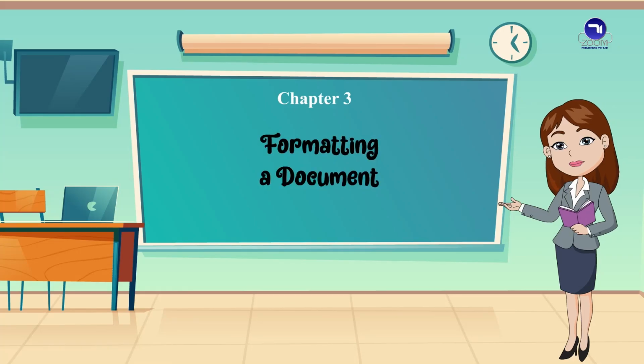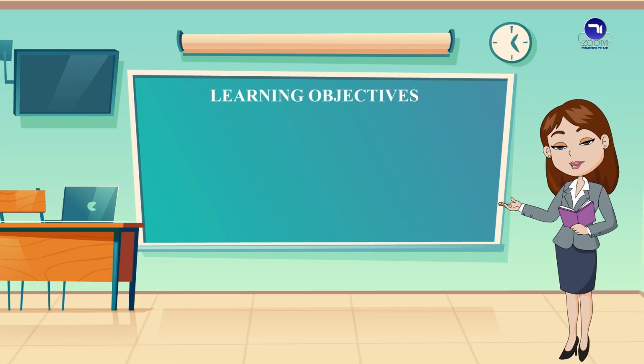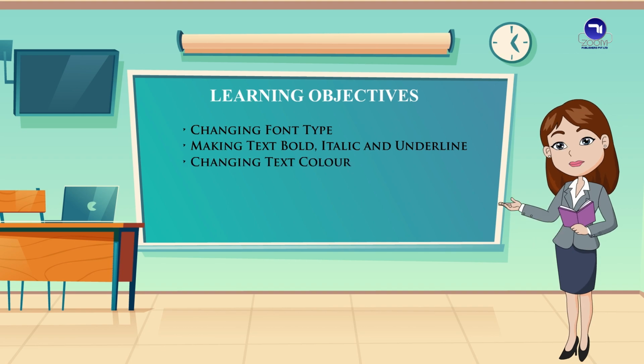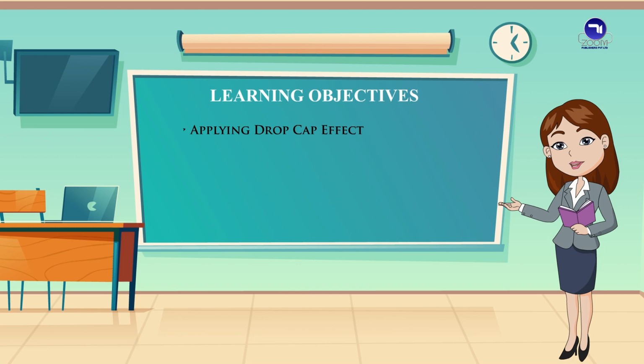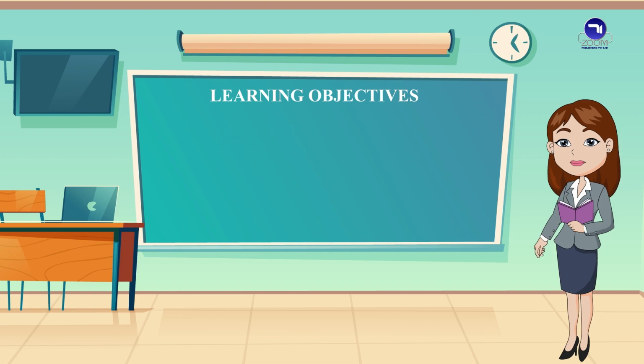Chapter 3: Formatting a Document. Learning Objectives. Changing font type, making text bold, italic, and underline. Changing text color, changing text case, superscript and subscript effects, creating bulleted or numbered list, applying border and shading, applying drop cap effect, header and footer.